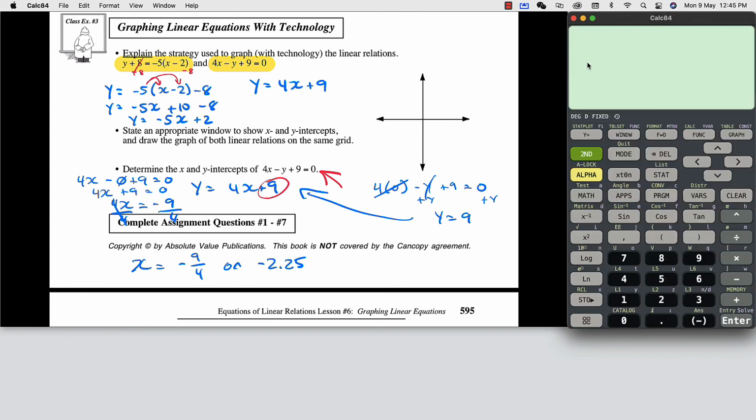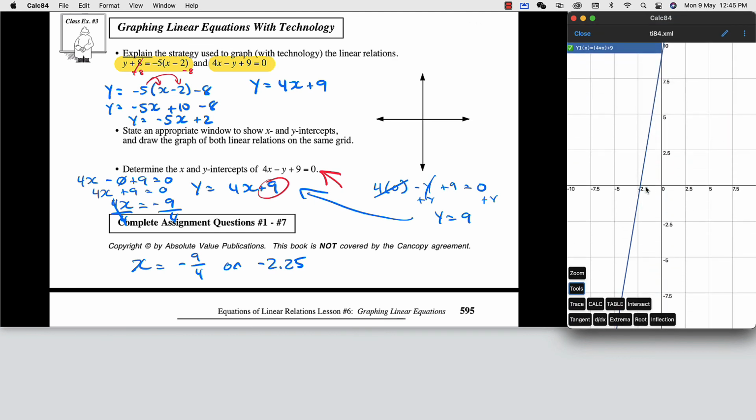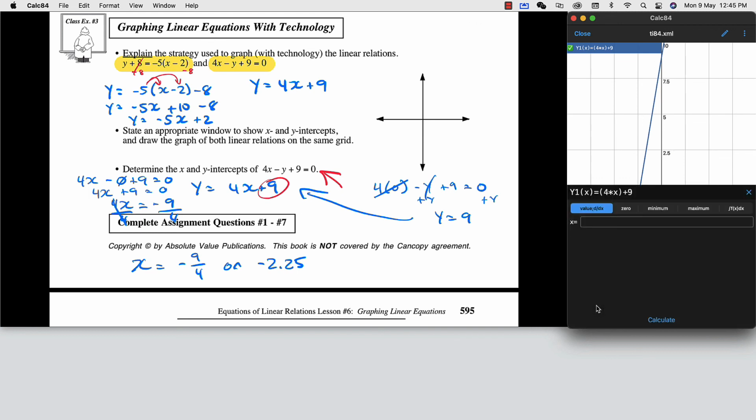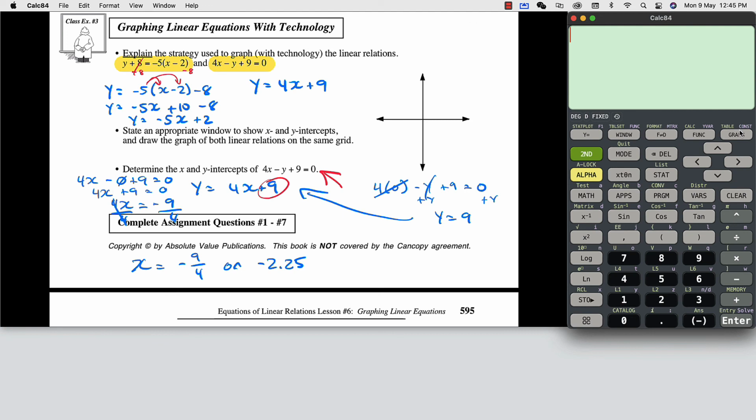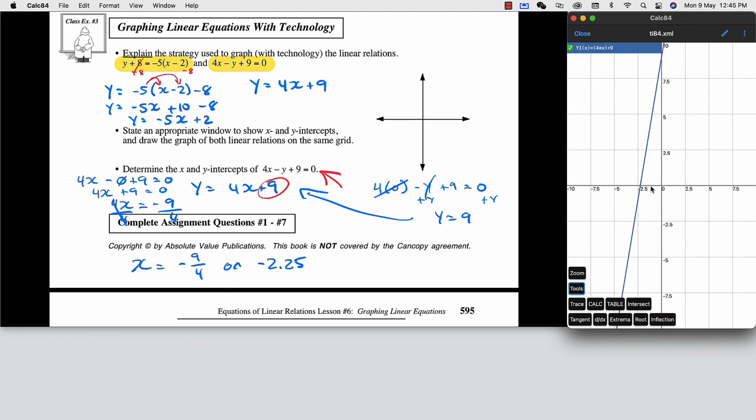Okay, so let's go back and close the red one. So we're looking at the right graph right here. Now, how can I figure it out on the calculator? Well, on your calculator, if I hit calc, and it's just saying what is the x value? Well, for the y-intercept, the x value is 0, and just hit calculate, and it tells me right here that when x is 0, y is 9. That is my y-intercept.